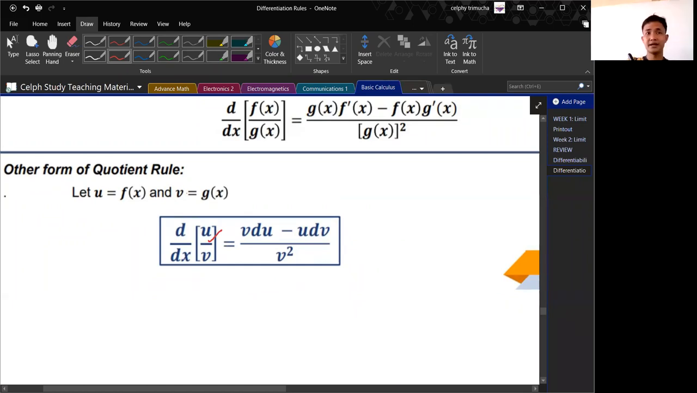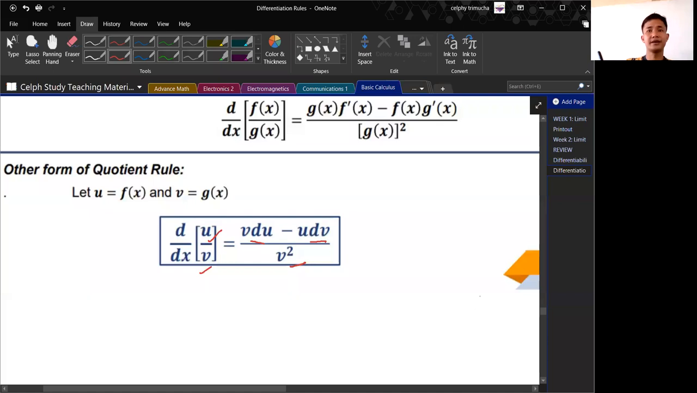Ang aton nga v is ang imo denominator. Then ang formula dayon nga kinahanglan naton gamiton is v du minus u dv all over v squared. So take note of the formula v du minus u dv all over v squared.